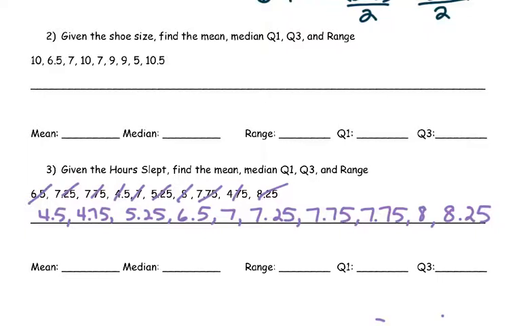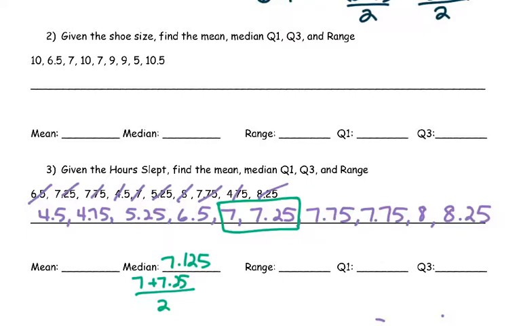I want to talk about the median. I don't have a middle number like I do when it's odd. So what I need to do is go to the middle 2. That's the 7 plus the 7.25. And I'm going to divide that by 2 to give me 7.125. The range, you know how to do that. Subtract the highest from the lowest.